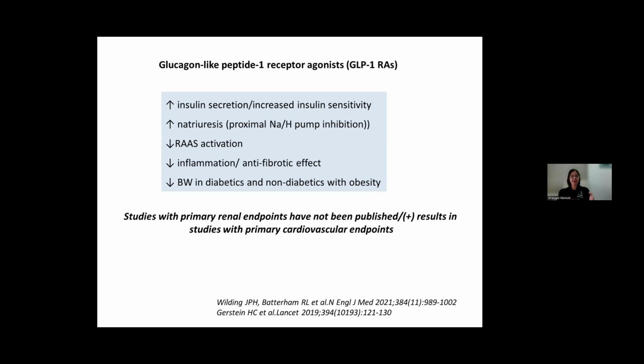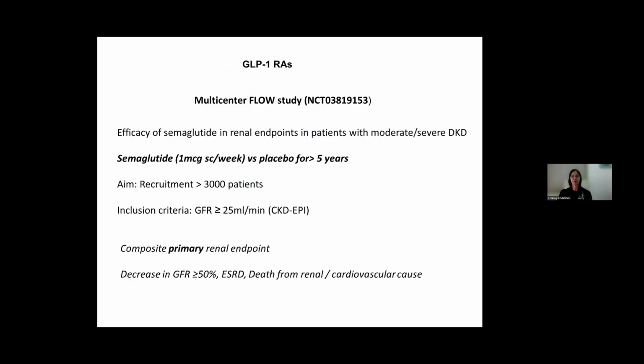But with this class of drugs, studies with primary heart renal endpoints have not been published yet. There are positive results in studies with primary cardiovascular endpoints, and I think the end of the story will be that there will be trials with heart endpoints, and they will come to our medical armamentarium, but a little bit later than the SGLT2. We still lack the heart renal endpoints.